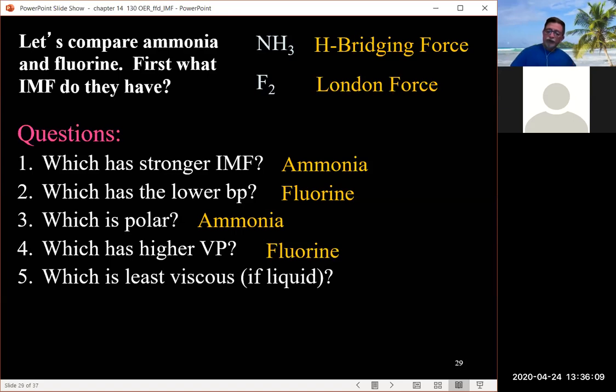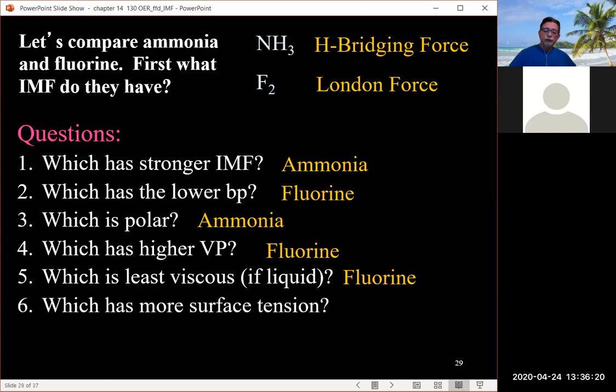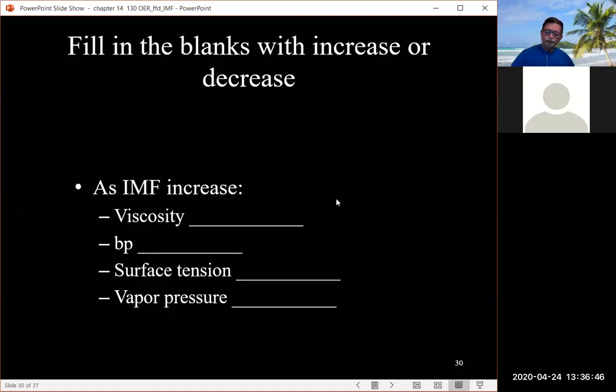And if these were liquids, which would be the least viscous? That would be fluorine, again because of the weaker forces. And more surface tension? Ammonia. Ammonia would have the greater surface tension, again because of the stronger IMF interaction, okay? And that's how we can compare and contrast. It's all we're doing, a which-one-is-higher, which-is-lower scenario. We can't really determine absolute values, okay?